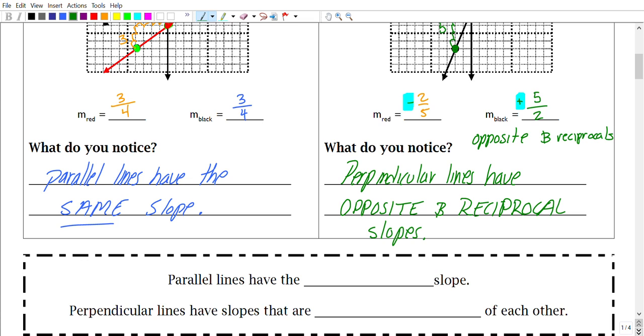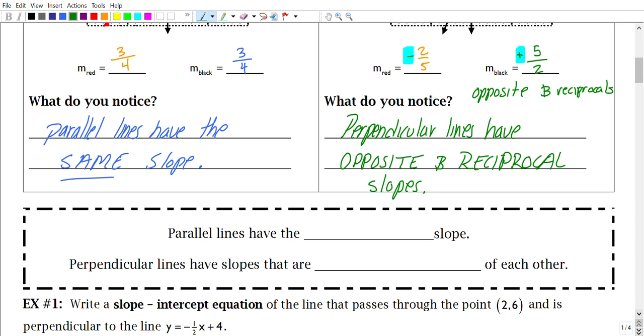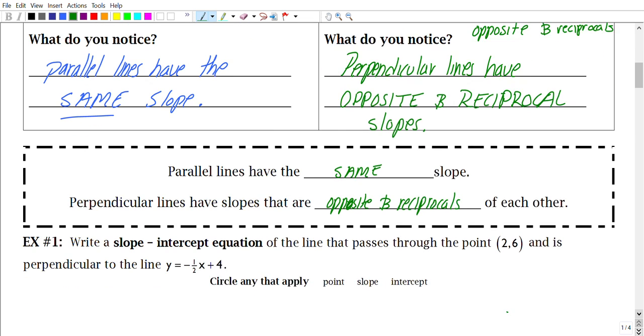Okay, perpendicular lines have opposite and reciprocal slopes. I knew this was spelled wrong, so let me fix that. So perpendicular lines have opposite and reciprocal slopes, and we're going to go ahead and fill out down here as well. So parallel lines have the same slope, and perpendicular lines have slopes that are opposite and reciprocals of each other. My spelling is horrible today. Okay, so they're opposite and reciprocals of each other.